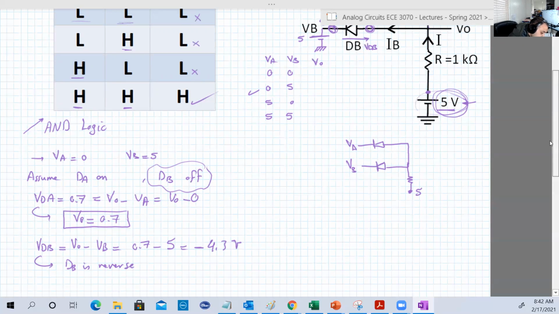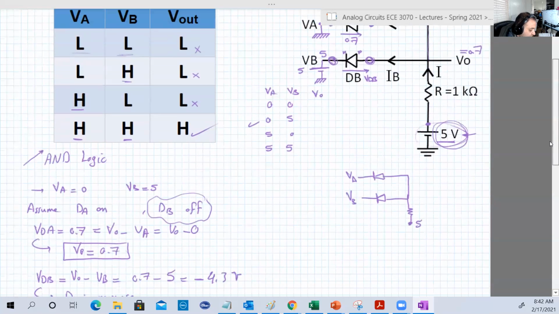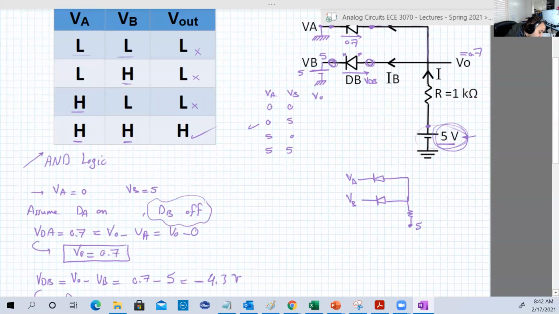Okay, that's good. Now let's continue and determine the currents. I is the current flowing in that branch here, in that way. Why did I assume it's in that way? Basically because you have here a source of 5 volts, and this is the highest voltage in the circuit. So the current should go out of the battery, okay?